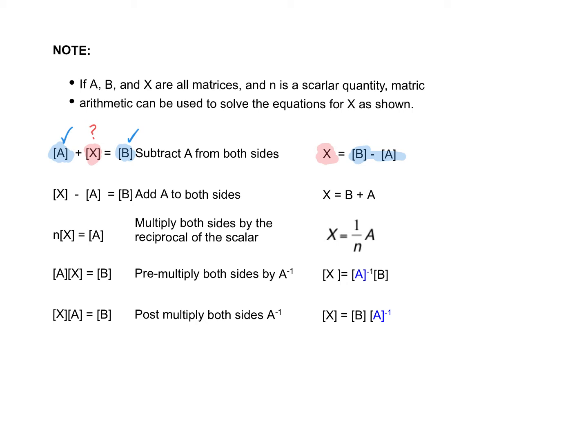Because if you move this A over the equal sign, you minus. So there's how you solve. What if you have the scenario where you don't know this X, but you have these two? So how would you solve it? You do B plus A, because you'd move that A over.